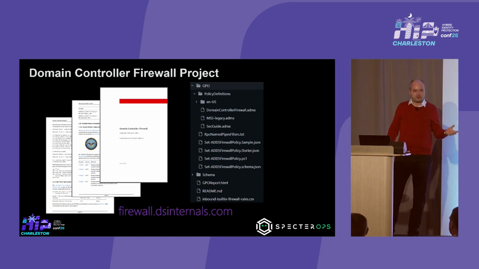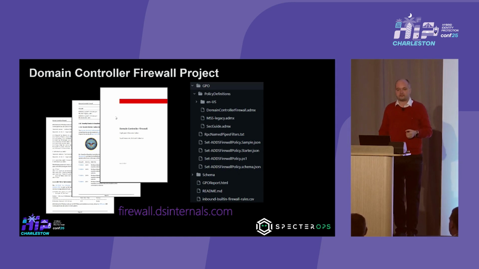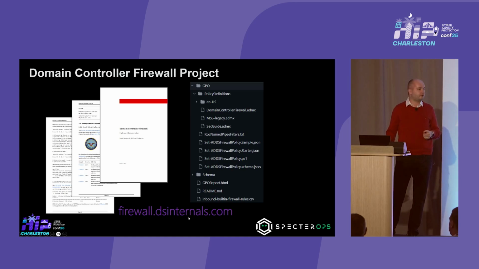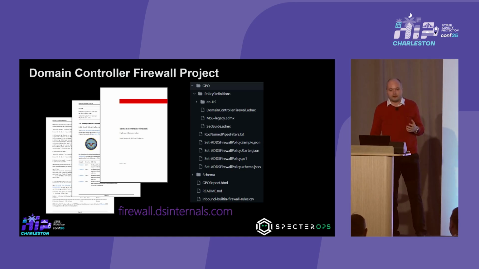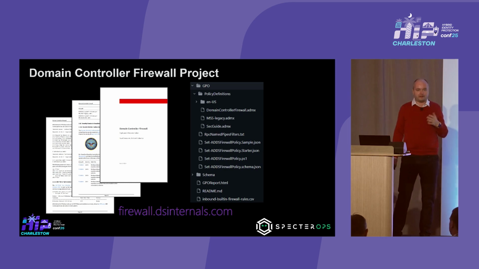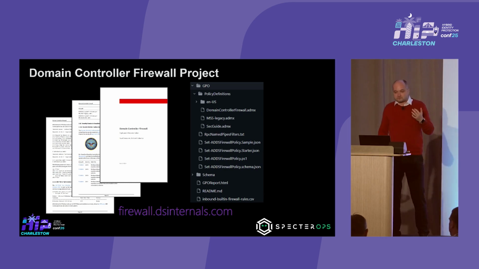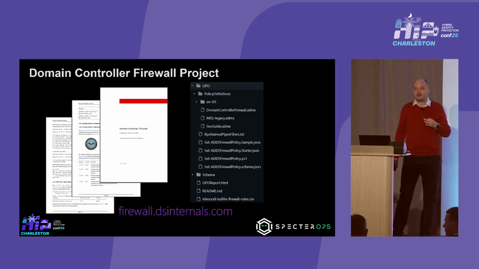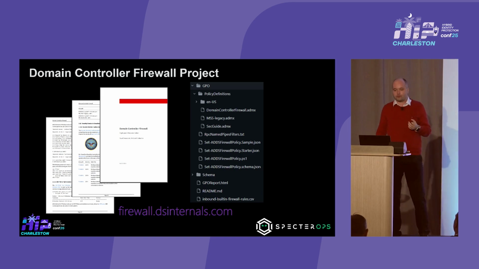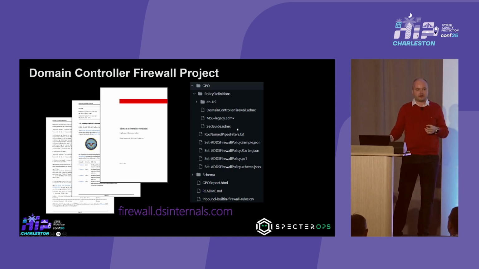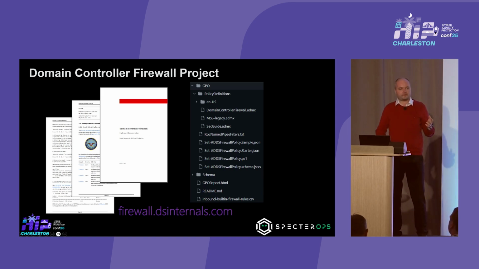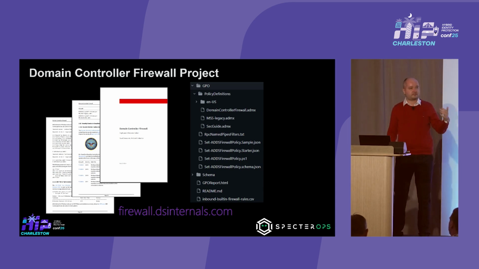So everything you've seen today is available at firewall.dsinternals.com. There is an online HTML form of the documentation. You can download the PDF file. You can download the PowerShell scripts for configuring Firewall. And again, everything is in GitHub. The PDF file and the website are generated from the GitHub repository from a set of text files.